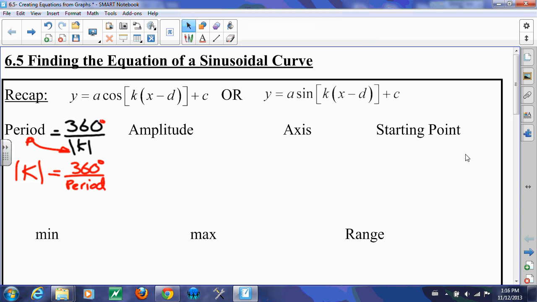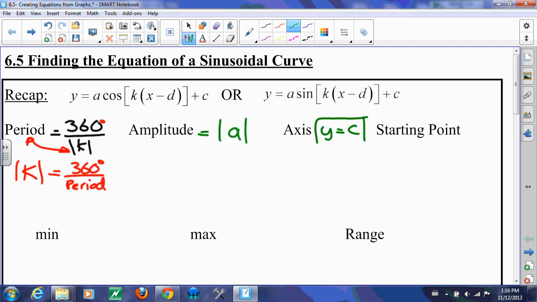Hopefully you remember, the amplitude equals the absolute value of A. The axis is based on the equation y equals c. And again, you've got a graph, so it's going to be easy to find the axis in most cases. And D is our starting point. Remember, D is where we start to draw our box from. So I'm just going to leave it half open because that's where we start.